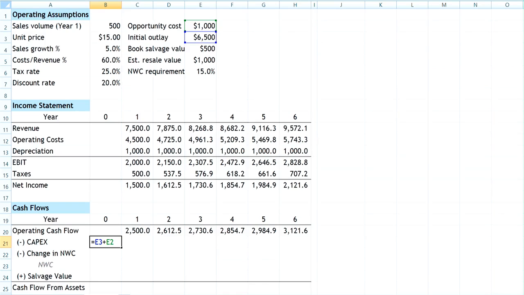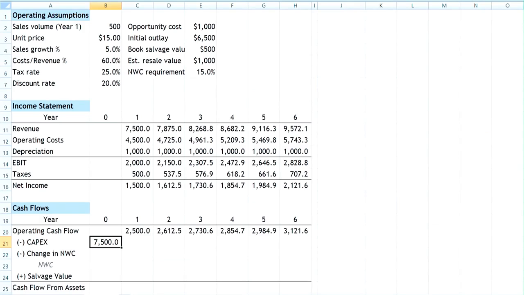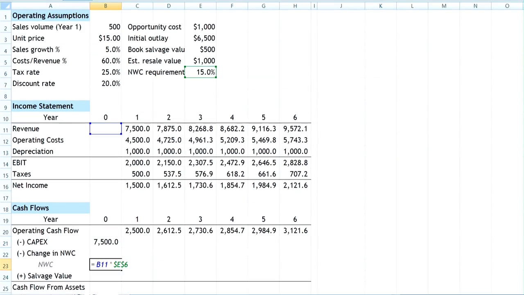Next, the initial investment in the assumption table was $6,500. That is CapEx of this project in year 0. Also, earlier, we decided that we include the opportunity cost in this item too, because otherwise we will need to create a new row just for the opportunity cost. So it looks like the cash outflow in year 0 will be $7,500 for this project.